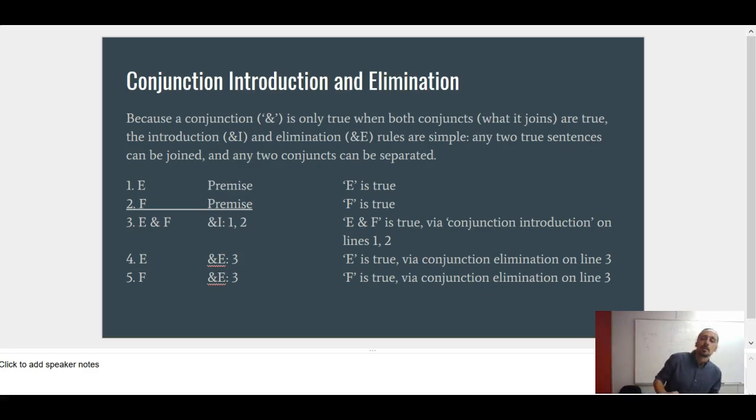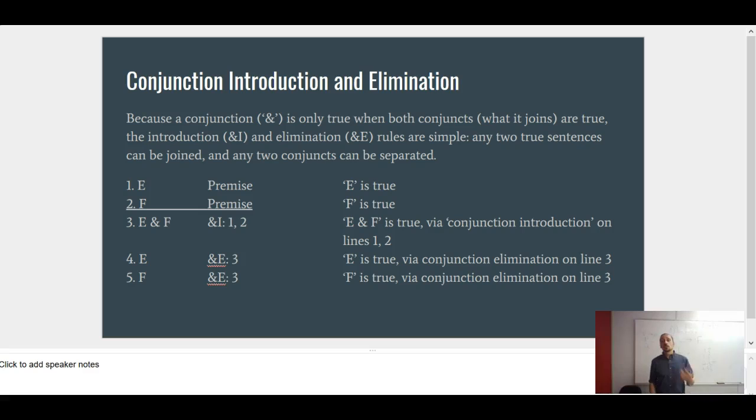So, remember, a conjunction is only true when both conjuncts are true. So the intro and elimination rules here are going to be really simple. Any two true sentences can be joined, and any two conjuncts can be separated. So intro and elimination for conjunction is really easy. Any two true things can be made into a true AND statement. Any true AND statement can be broken down into the two things it's conjoining.